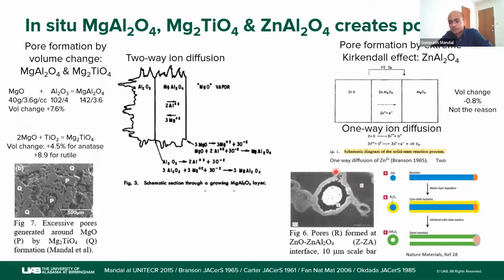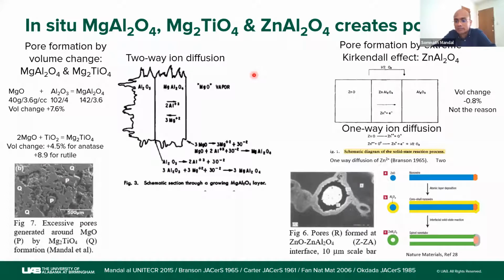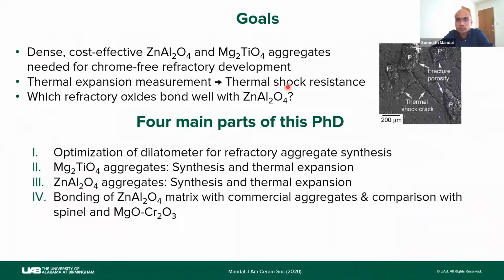porosity in refractories. So the main goal is that if you can preform zinc aluminate and magnesium titanate as dense aggregates, which is cost effective, then that can be directly used in refractory, and that solves the entire problem. The corrosion resistance and bonding potential is already there. If we can solve this porosity issue, then we have a very high chance to make chrome-free refractories.